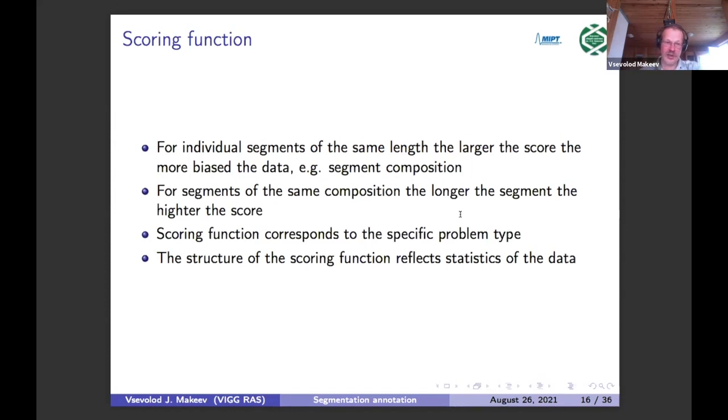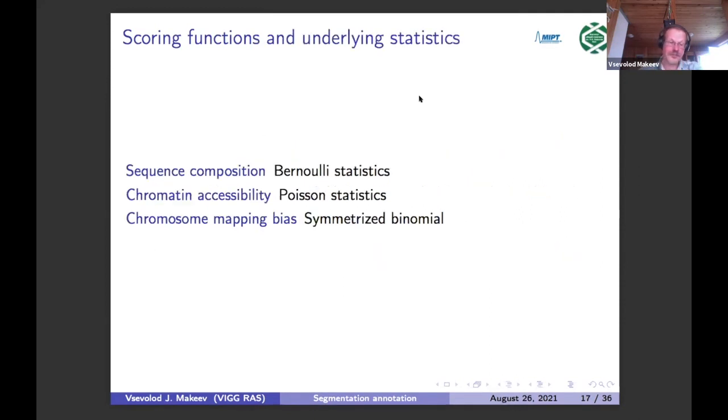So there are different scoring functions for different approaches. We will consider three different examples. One is the compositional segmentation. This was the first example we looked at, about CpG frequency within the window. That corresponds to Bernoulli statistics. Then we've got chromatin accessibility, the number of reads taken from each particular point, the Poisson model. And also we are going to consider the problem of mapping bias and chromosome duplications, and in this case we've got a symmetrized binomial function.